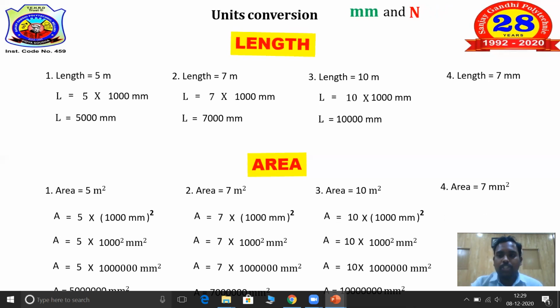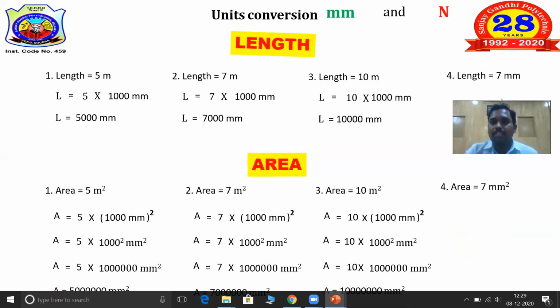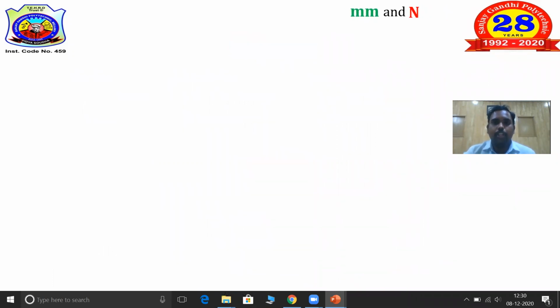Students, next the fourth question is area equals 7 mm square. Now the question is itself in mm. I need mm square, so there is no need of conversion. Okay, students, I think this unit conversion is very clear to you. And now let's move on to the next set of unit conversion, that is force.